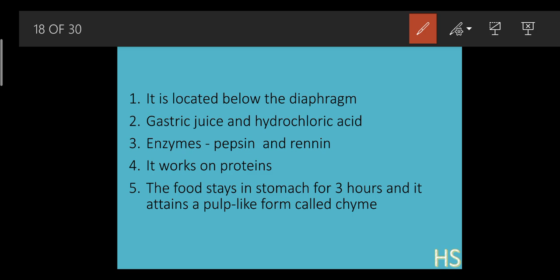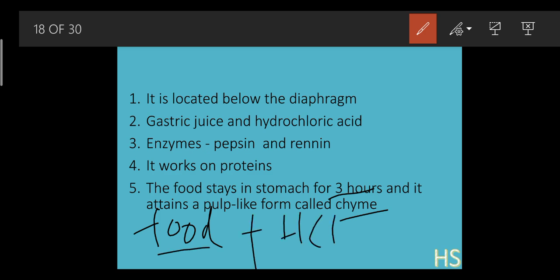See, whenever we eat food, the food which enters into the stomach stays in your stomach for around 3 to 4 hours. Okay, so it attains a pulp-like form called the chyme. What is chyme? The food which we eat plus what is present inside the stomach, HCl. So this food and HCl mixture is called the chyme.